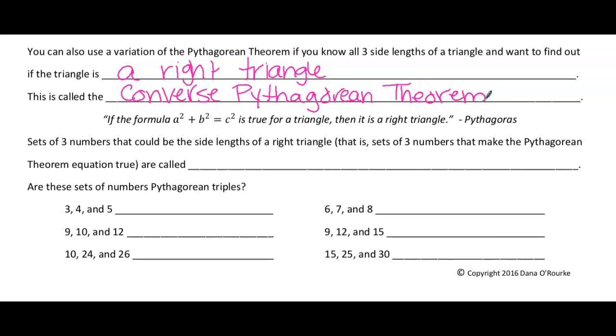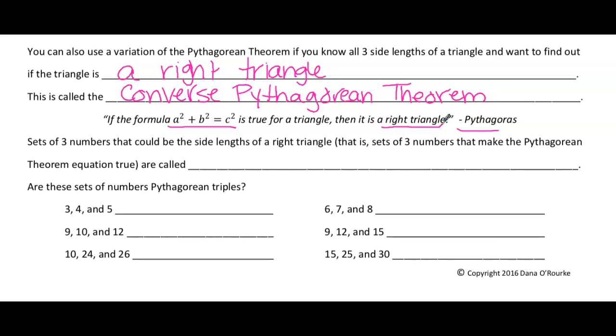And guess who came up with that? Mr. Greek dude, Pythagoras. Okay? So he's saying that if you have a triangle and you know all three sides, but you don't know if it's a right triangle or not, you can use that Pythagorean theorem, and if it's true, then the triangle is a right triangle. What if it's a left triangle? Is there such a thing? No. Yeah, there should be.